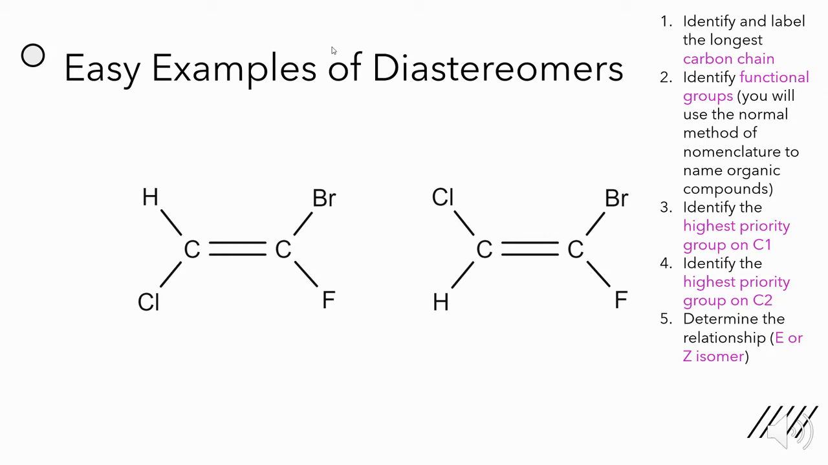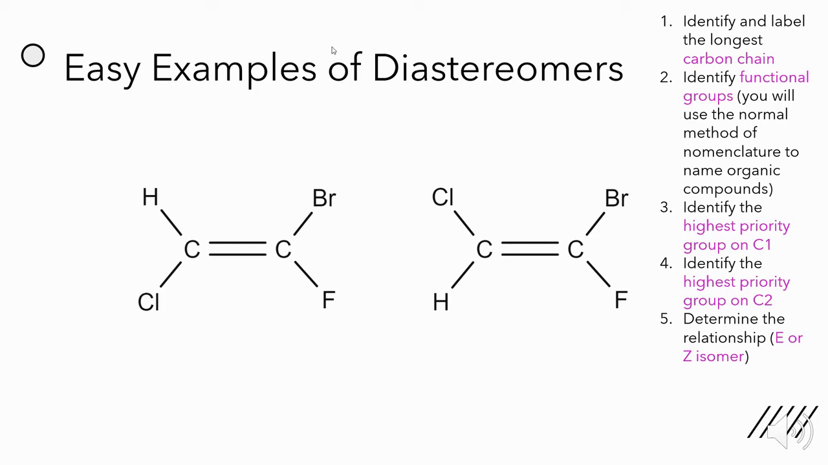Next, we're going to identify the highest priority group on C1 and the highest priority group on C2. We do this by picking the element that has the highest atomic number. So between hydrogen and chlorine, it would be chlorine. And then we determine the relationship.